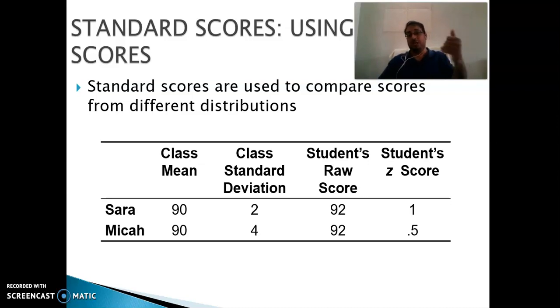Then the class standard deviation: Sarah 2, then Mika is 4. The students' raw scores are 92 as well as 92, the same again. How do we calculate the z-score? The student z-score for Sarah is 1 and for Mika 0.5.